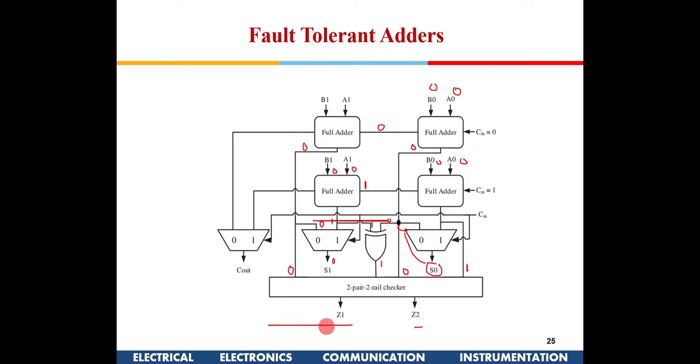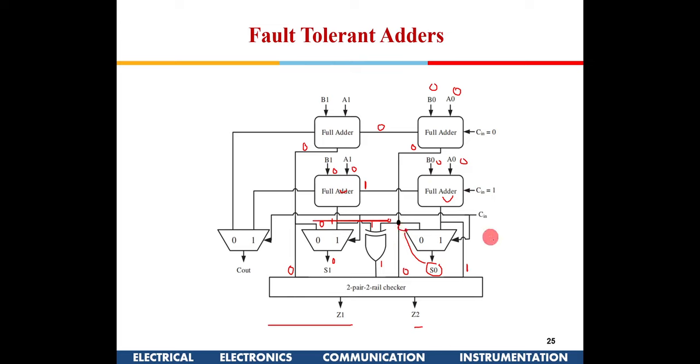Right, so in case there is an error somewhere, in this full adder or in this full adder, the complementary signals will not be available here, and I will be able to detect whether there is an error or not. So this is just for 2-bit addition, it is shown here. So this concept can be expanded further. So this is how it is done in a 2-bit adder.